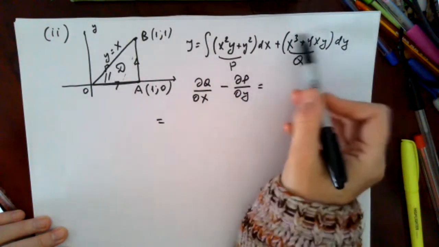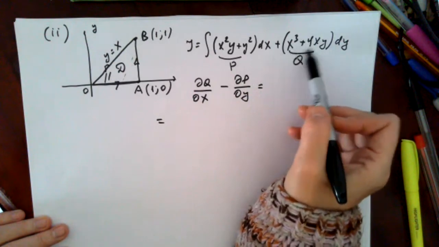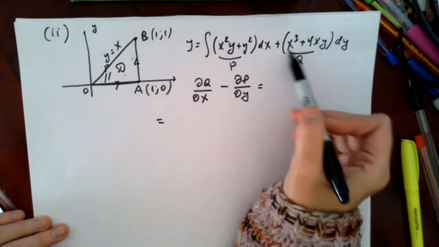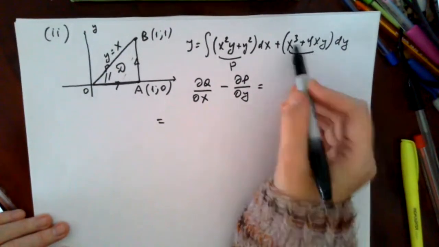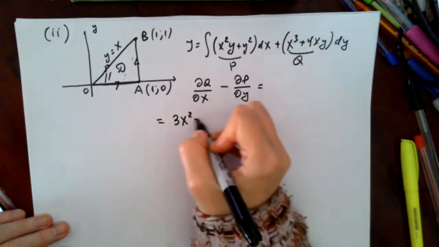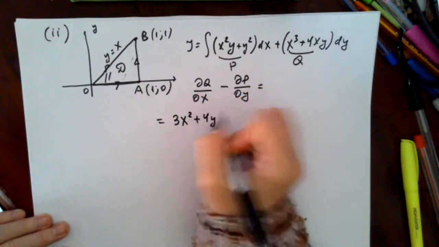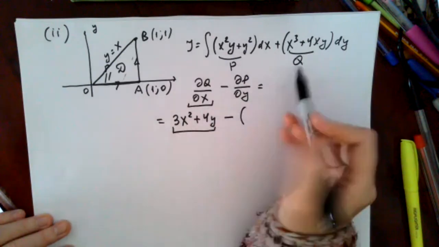What is dq over dx? I don't think it can be a problem for you. So we need to differentiate this expression with respect to x. The first term will give us 3x squared, and the second term will be plus 4y. So this was the derivative of q minus, I prefer to use parentheses.